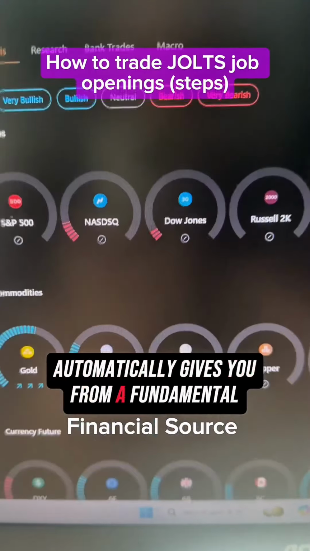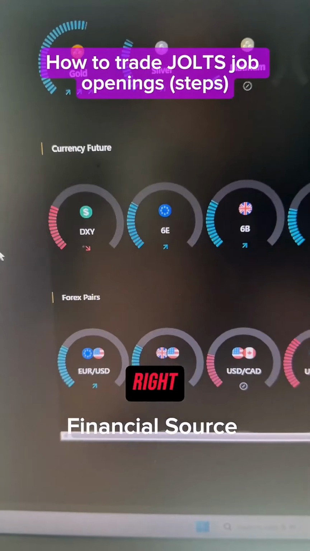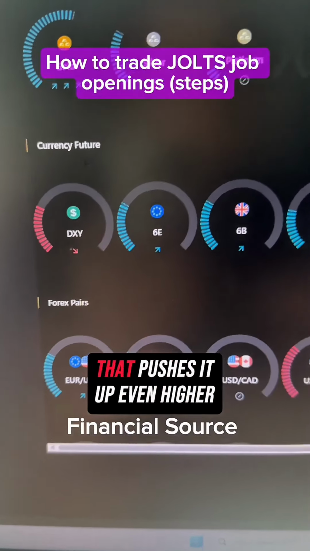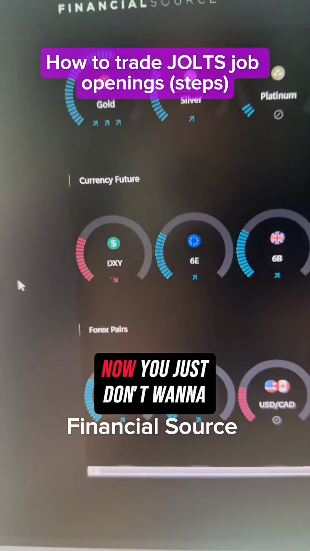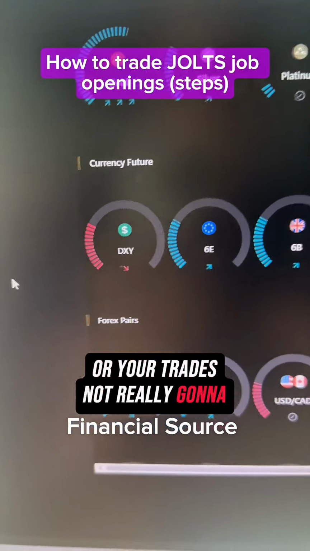It automatically gives you, from a fundamental perspective, the strongest and weakest currency. If a currency's already strong, you want to buy it, it already wants to go up. So if you get another data point that pushes it up even higher, that's what you want. And you want to short weakness. You just don't want to fight either of those and go in the wrong direction, or your trade's not really going to go anywhere.